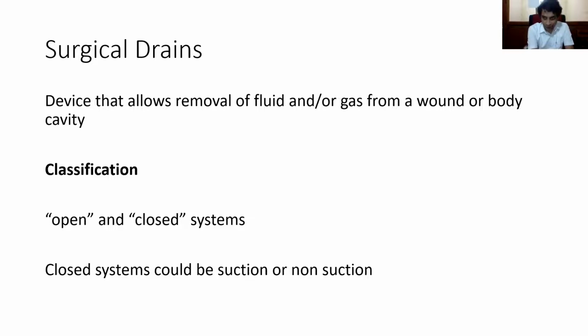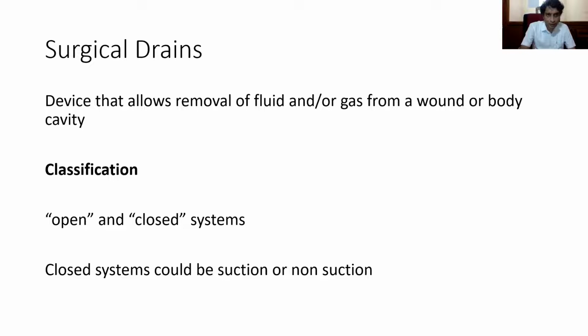Then we go to how drains are classified. The simplest way of classifying drains is as open or closed systems. An open system is where whatever comes out of the drain is exposed to the external environment. So sterility is sometimes a problem in open drains, right? Closed systems are where whatever comes out gets collected into a bag or a bottle or something like that, and the whole system is not exposed to the external environment. So sterility is better with closed drain systems than with open drains, right? And with closed systems, sometimes we can apply a bit of suction also to let fluid or gas come out. Sometimes we don't apply suction. So closed systems could be suction or non-suction, and you have open and closed drain systems. When we talk about a few examples, you need to think about which of these they actually are.